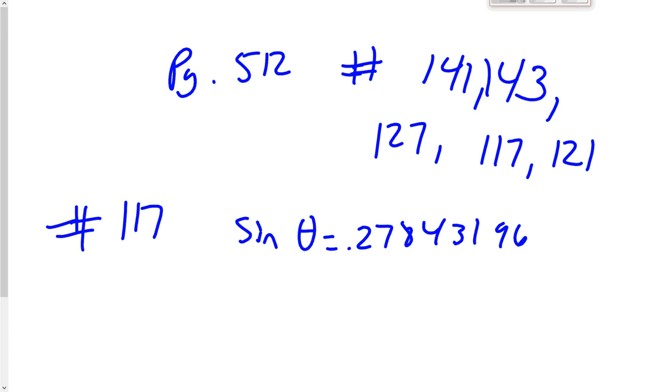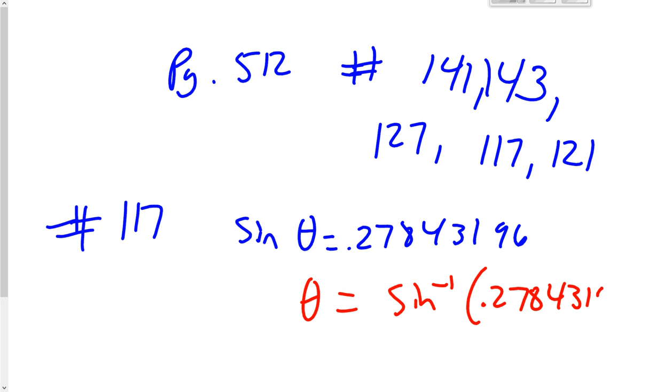Okay, so here we go. Here's 117. We're trying to find the angle. So the angle is equal to, since we're doing sine, sine inverse of our answer, and we plug this into the calculator, and that will give us our angle of about 16 degrees.